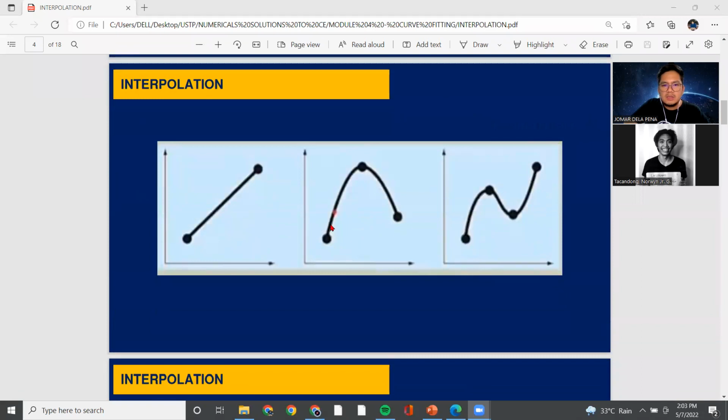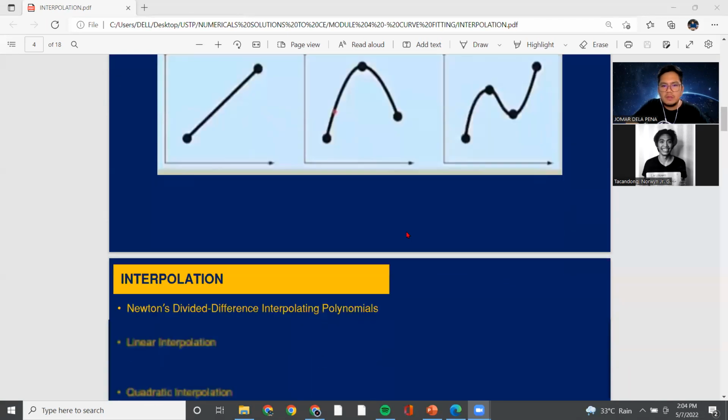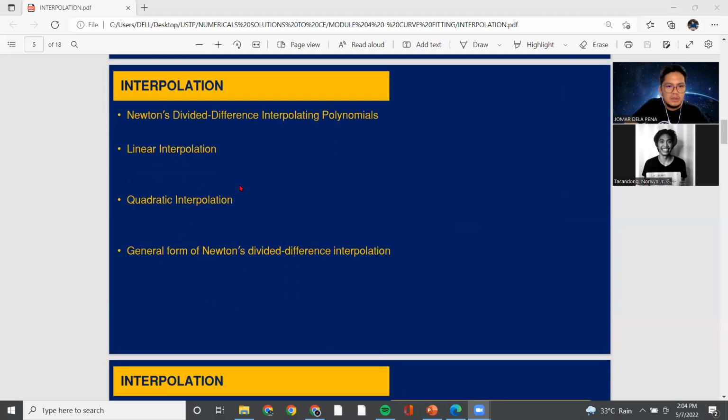Now, these are the examples of the curve. So we have the linear. Sa linear, kinahanglan ng tag 2 data points. Kabuhat na tag linear line. And for the quadratic, at least 3 data points, makabuhat tag quadratic curve. And for the cubic curve, at least 4 points. 4 data points. Okay, and the Newton's divided difference interpolating polynomials.